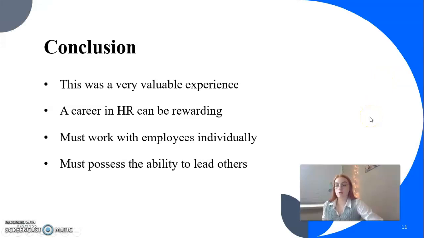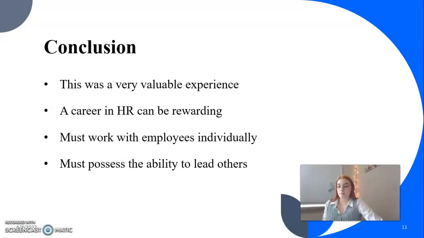For my conclusion, I wanted to say how valuable of an experience this was, and having the opportunity to conduct an interview with a real HR professional was so beneficial for me. And I learned about how rewarding a career in human resources can be if you're willing to become educated about employment law and are good with people. A big takeaway I learned is that to be a good HR manager or director, you have to work with your employees individually and on a personal level.